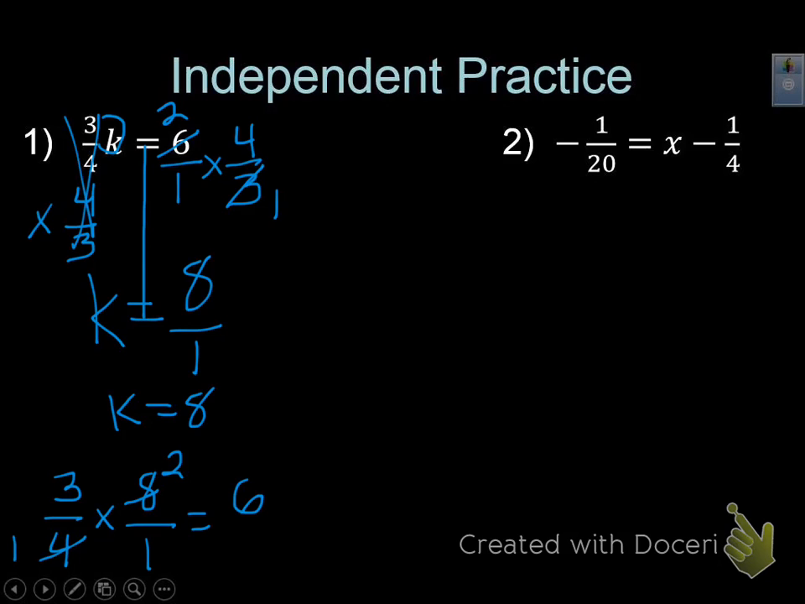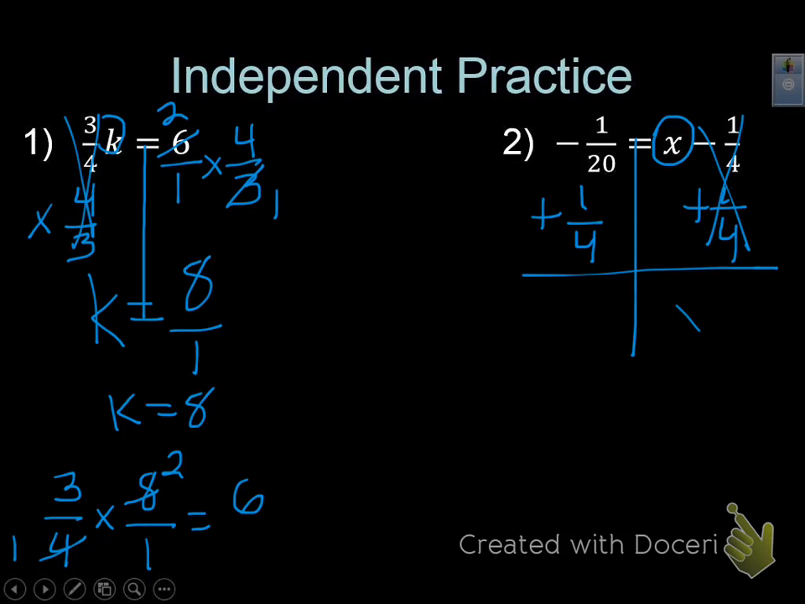Number 2, circle my variable, divide my problem into 2 parts. I see x minus 1/4, so I must add 1/4 to both sides. On the right-hand side, my fractions cancel and I have x left over. However, on the left-hand side, I do need to solve. I do see that I have an addition problem, but that I first need to find a common denominator.